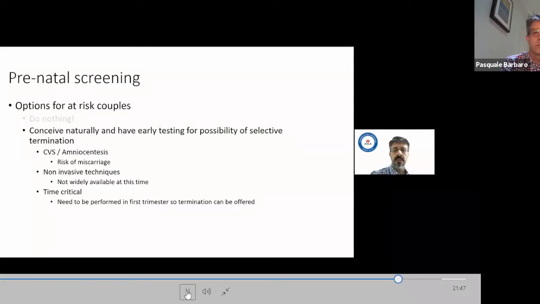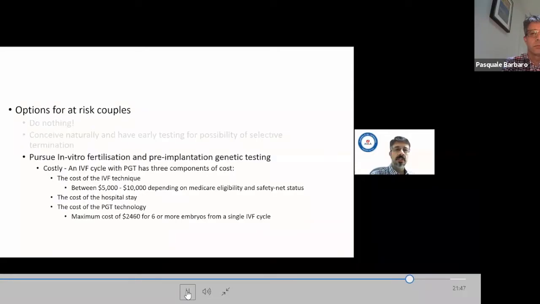There are newer non-invasive techniques coming by, but I don't think they're widely available in Australia yet for sickle cell disease. And again, this is time critical because if you are going to do a selective termination, you really need to identify that there's a baby who's affected within 12 weeks so that termination can be done prior to 20 weeks. So again, identifying couples early who are at risk, testing early gives you the best option.